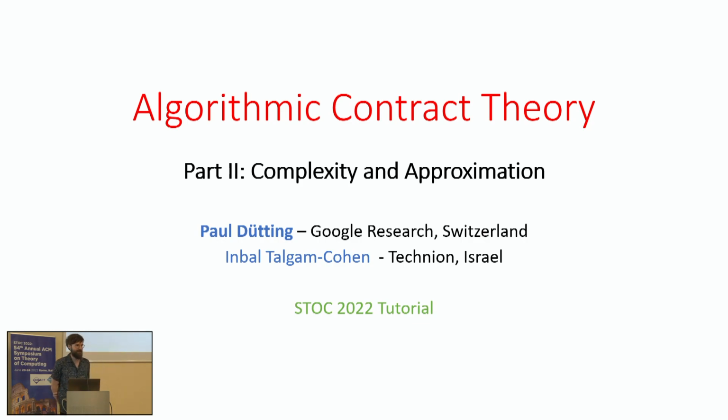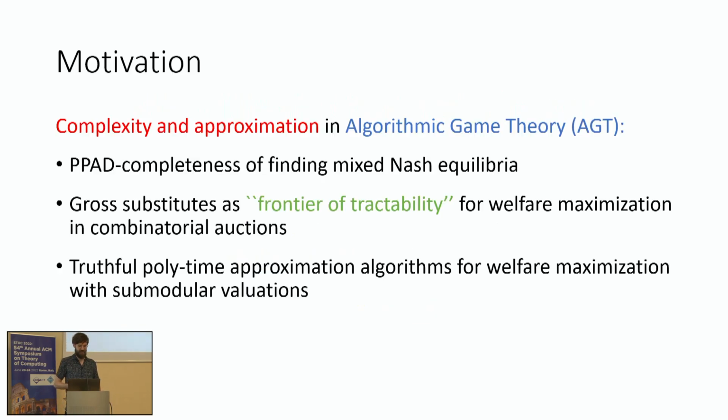All right, welcome back. I hope you can hear me all right. Perfect. Yeah, so welcome to the second half of the tutorial on algorithmic contract theory. As Inbal said, in this second part, I want to focus on complexity and approximation, and hopefully convey this idea that contract theory, just as mechanism design and other fields in AGT, has this very nice and intimate connection to combinatorial optimization problems, which I hope are interesting to this audience.